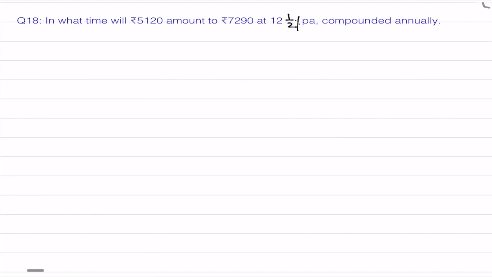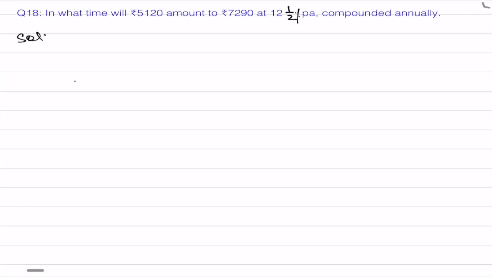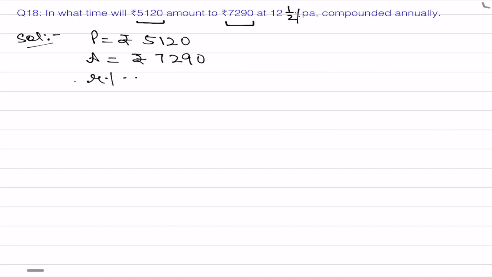So next question I have picked up in which the time is missing. Question number 18. In what time will rupees 5,120 amount to rupees 7,290 at 12.5% per annum compounded annually? So in this question, rupees 5,120 gives the amount 7,290. So principal is rupees 5,120. Amount is rupees 7,290. Rate of interest is 12.5%. Now again we'll put in the formula of amount.